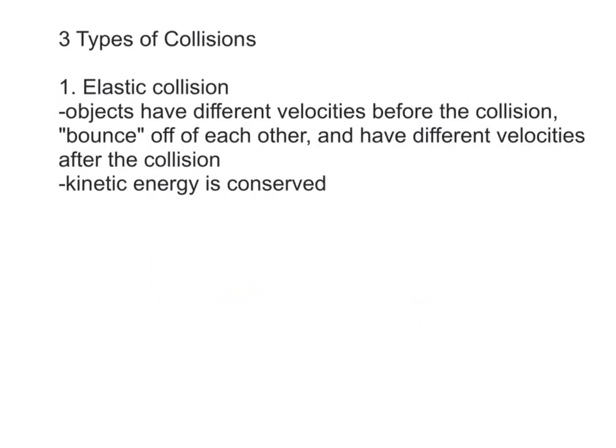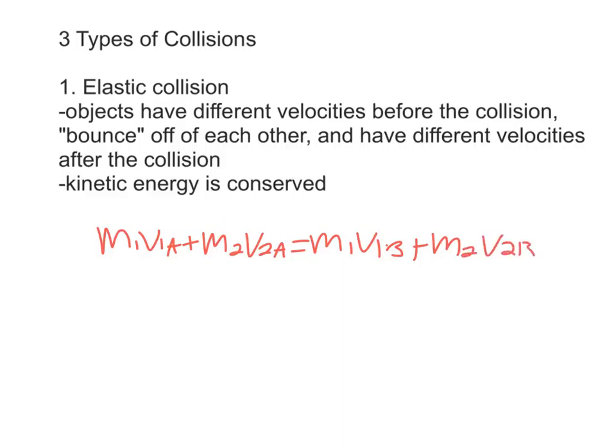The first one we have is an elastic collision. In an elastic collision, objects have different velocities before, they bounce off each other, and then they're going to have different velocities after the collision. In other words, kinetic energy is going to be conserved in an elastic collision. And because they have different velocities before and different velocities after, the equation is exactly what we had on the last page. So m1v1a plus m2v2a equals m1v1b plus m2v2b. So this shows that there are 2 different velocities before and 2 different velocities after.